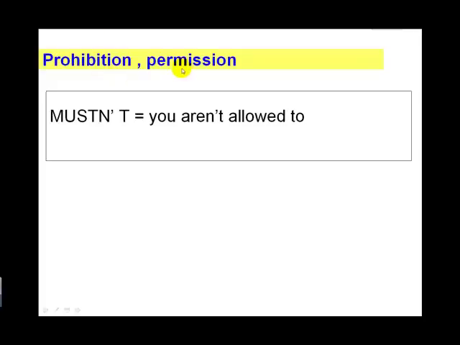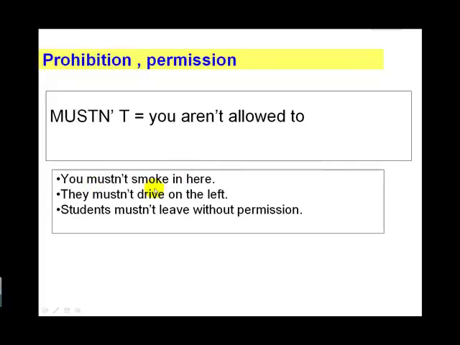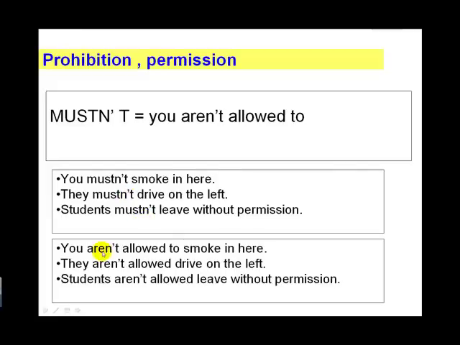With prohibition and permission, we use mustn't. When you want to prohibit something, to forbid someone from doing something, you use mustn't, which is equivalent to not allowed to. Okay? You mustn't smoke in here. They mustn't drive on the left. Students mustn't leave without permission. These 3 sentences are the same as you aren't allowed to smoke here. They aren't allowed to drive on the left. Students aren't allowed to leave without permission. It's the same. Okay? Mustn't and be allowed to.